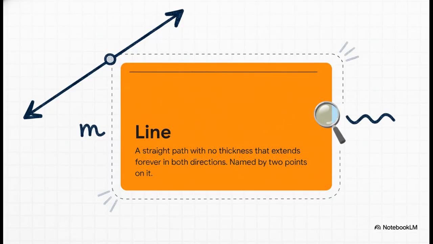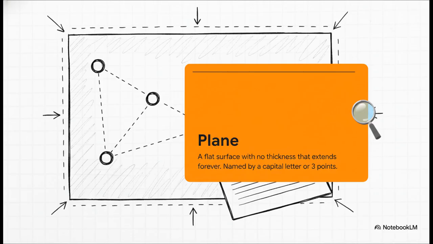Next, we've got the line. Imagine a perfectly straight path that has absolutely no thickness. And, this is the key part, it extends forever in both directions. It never, ever stops. Those little arrows we draw on the ends, that's what they signify. We can name a line using any 2 points on it, say line AB, or sometimes with a single lowercase letter, like line M.